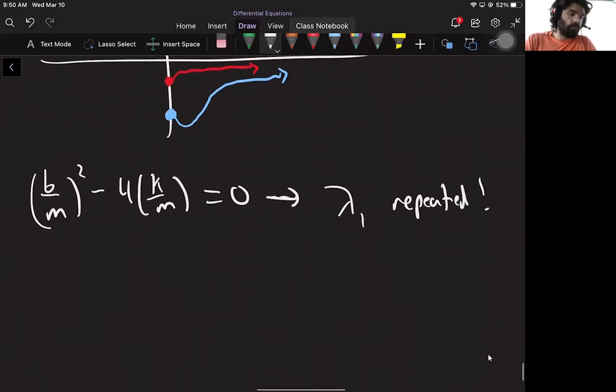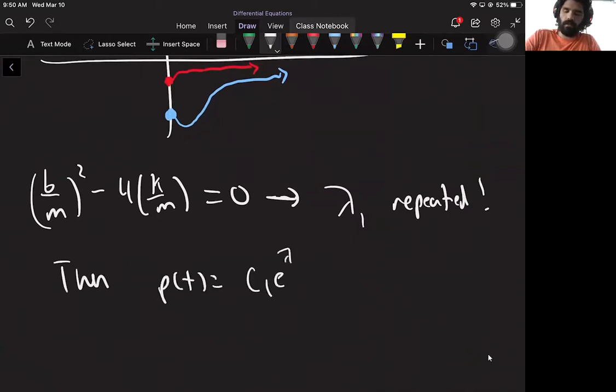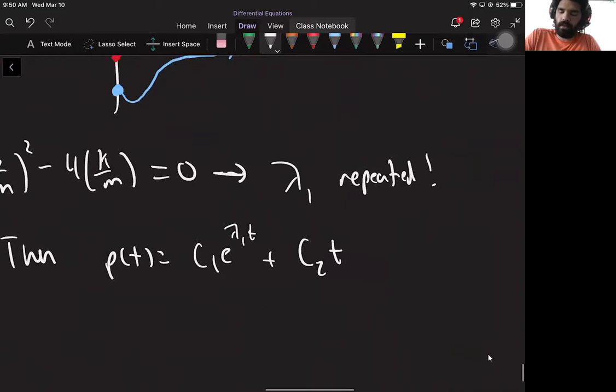So your solution is going to be c1 e to that root, but then you have to add a t in here, multiply a t in here on the next one, to get the solution.